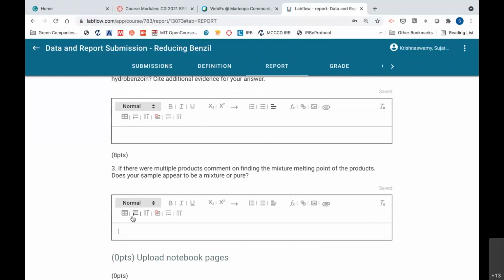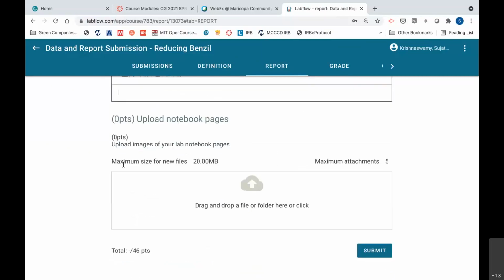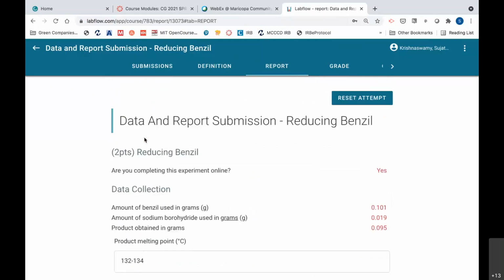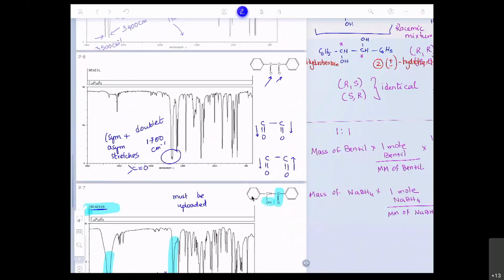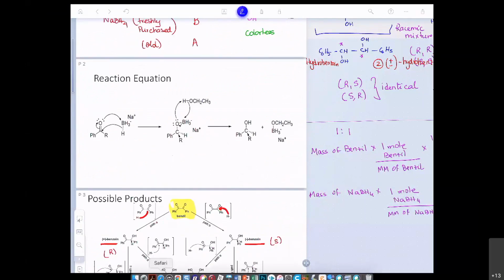If there were multiple products, IR would be the most effective way to find out whether your product is pure or not. So what you may want to say here is the other possible products are meso and the plus minus racemic hydrobenzoins, and those can be identified from TLC and from infrared. And here you could upload those pages. You can upload them all over there, okay? That should take care of the lab flow. Take a couple minutes, just make sure you're okay with all of this. I think that covers everything there.